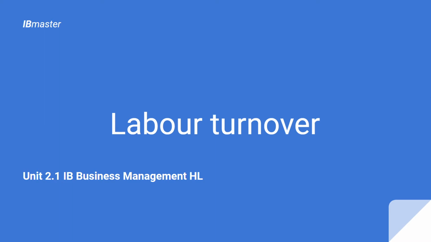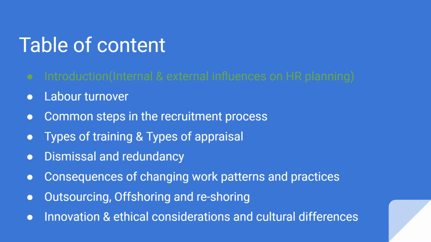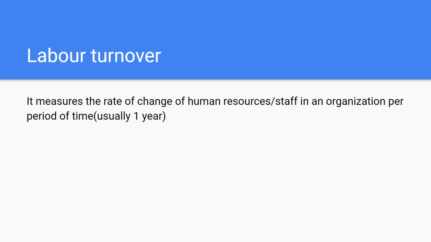Today I will be explaining to you labor turnover in Unit 2.1 of IB Business Management. So this is just a table of contents for the whole unit that I will be covering in my next videos. So labor turnover measures the rate of change of human resources or staff in an organization per period of time. And usually this period of time is a year, especially in the IB.